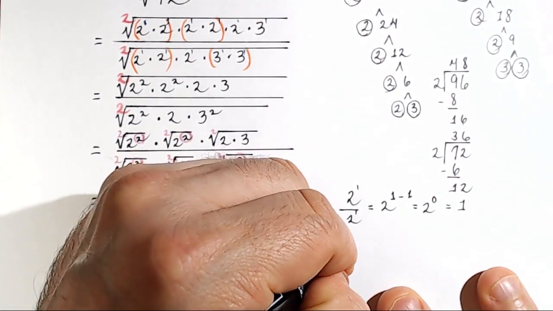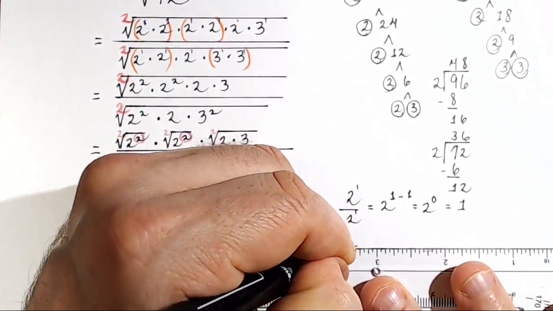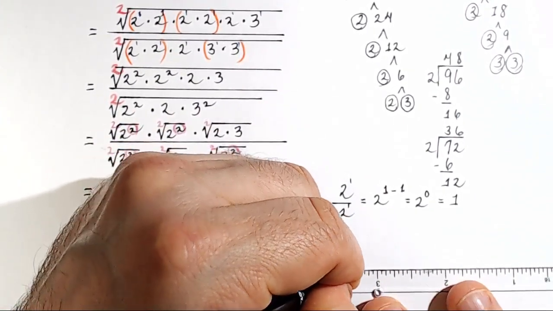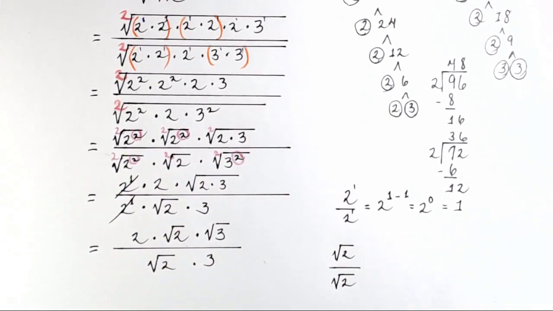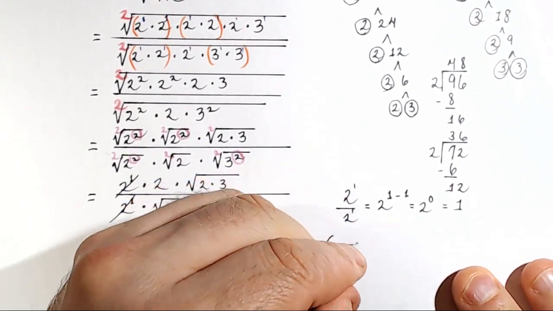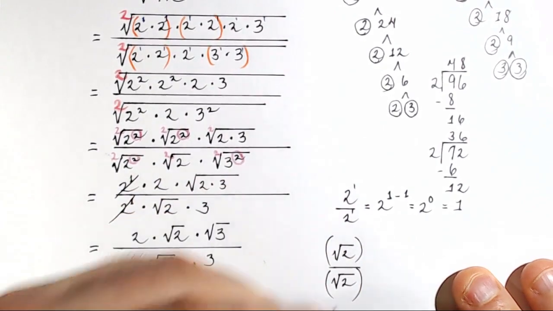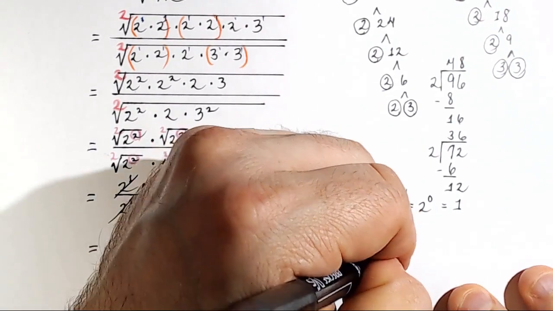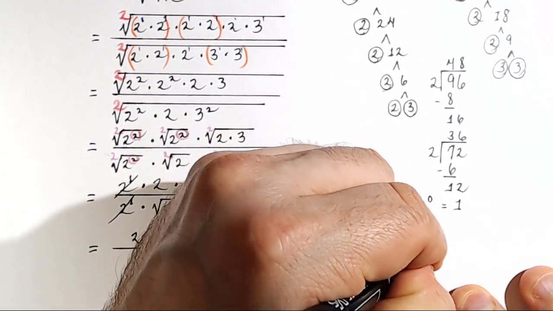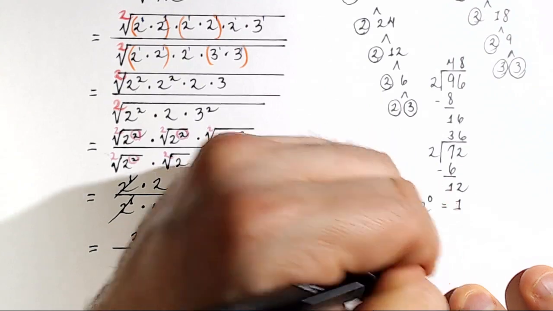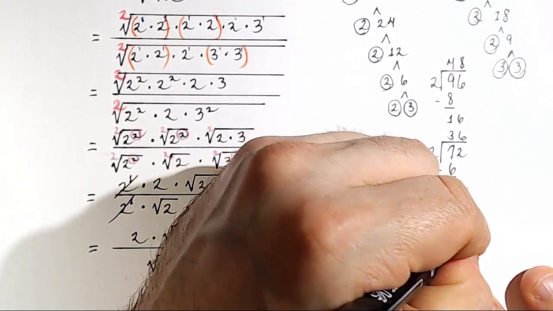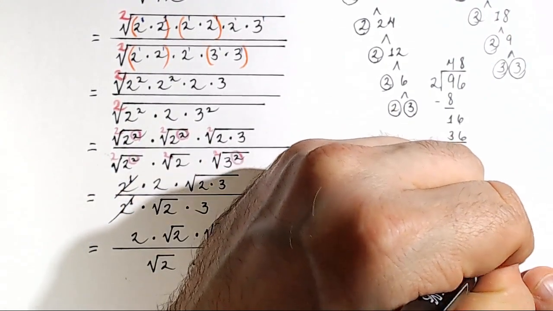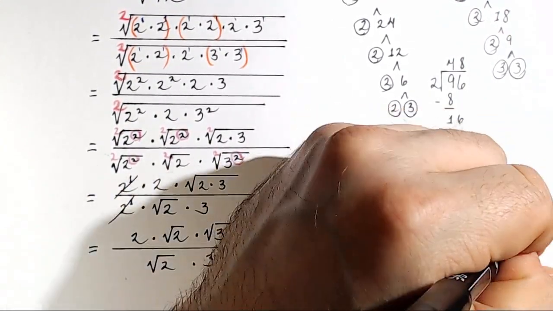Over in the side work, we'll take the square root of 2 over the square root of 2. Okay, here's a way to think about this. You have the square root of 2 raised to the first power, like this. And so we'll actually be subtracting. It's the square root of 2 raised to the power of 1 minus 1, which is equal to the square root of 2 raised to the 0th power.